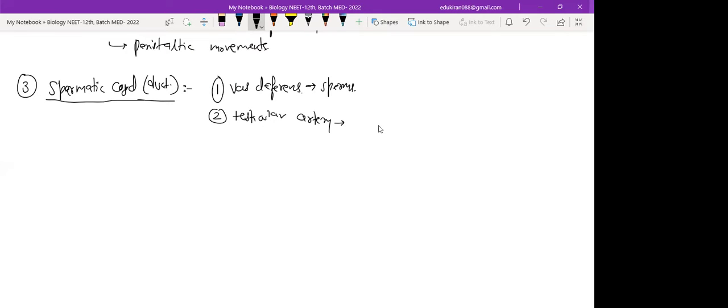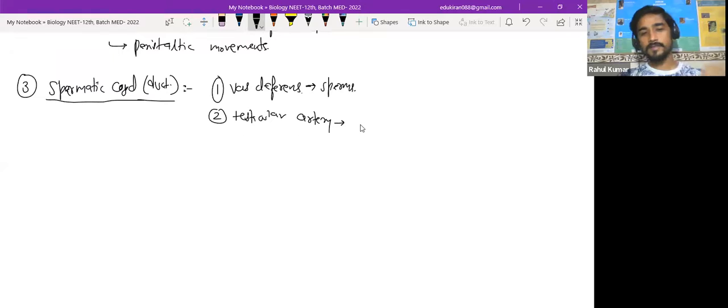How are valves? They have valves. Valves, perfect. So you all are connecting with all the systems. Very good. Perfect. So testicular artery, what will this artery bring? Any idea?